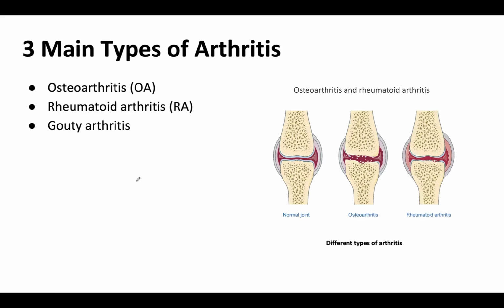There are three main types of arthritis, but these aren't the only types of arthritis. They're just the ones we're going to focus on. There's going to be osteoarthritis, or OA, which is the most common type and what most people think about when they're thinking about arthritis. The other types we are going to discuss are rheumatoid arthritis, or RA, and gouty arthritis, or sometimes you just hear this referred to as gout.